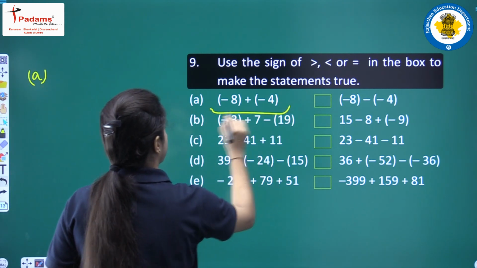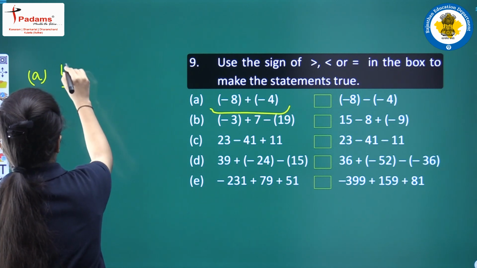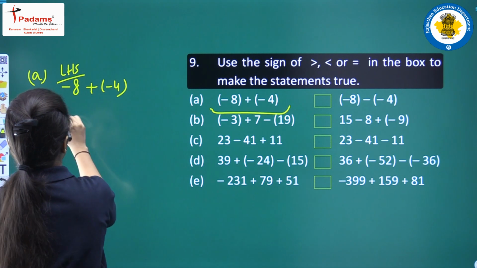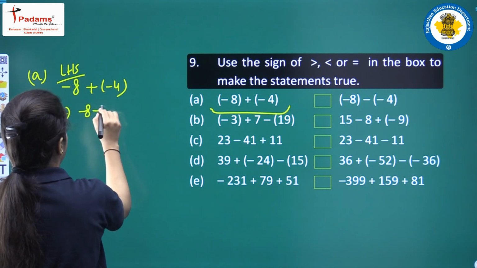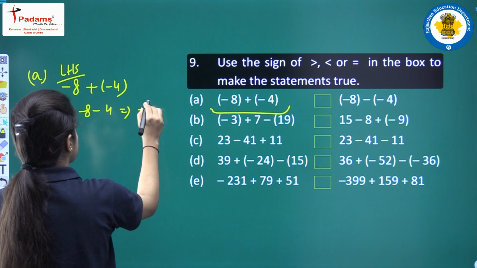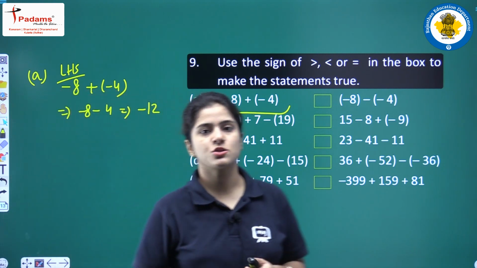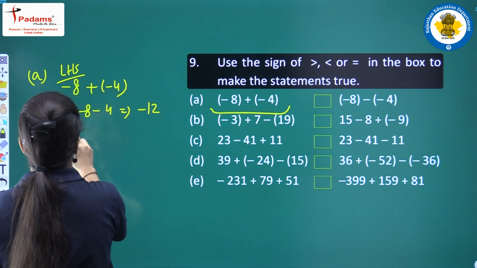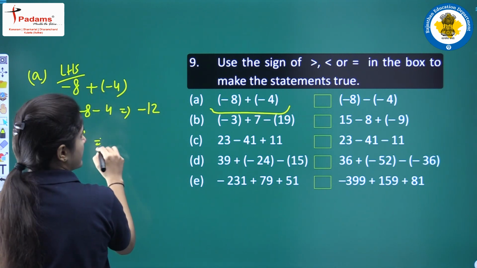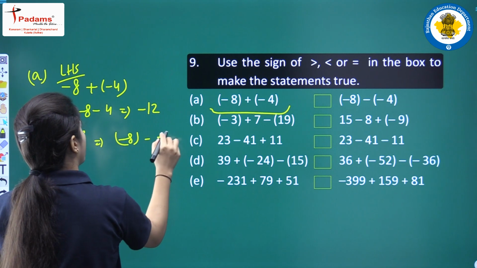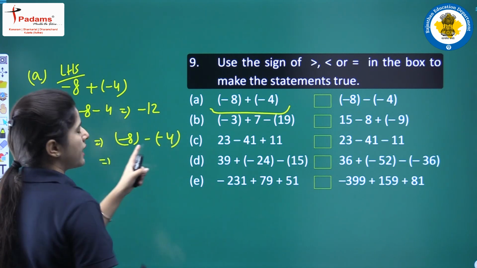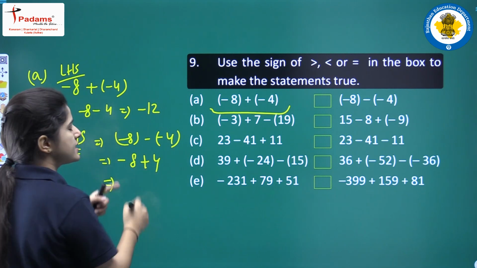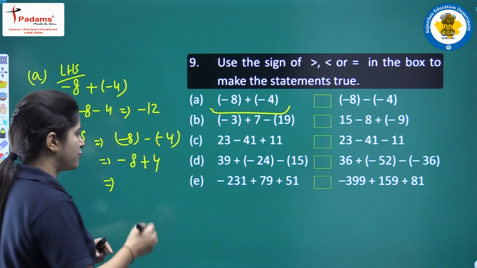Firstly, we will take the left hand side. Minus 8 plus minus 4 is equal to minus 8 plus minus is minus 4. So minus 8 minus 4 is equal to minus 12. Okay. And what is the RHS? Minus 8 minus of minus 4. Now students, minus minus is plus. So minus 8 plus 4 is equal to plus minus is minus. So 8 minus 4 is equal to 4.